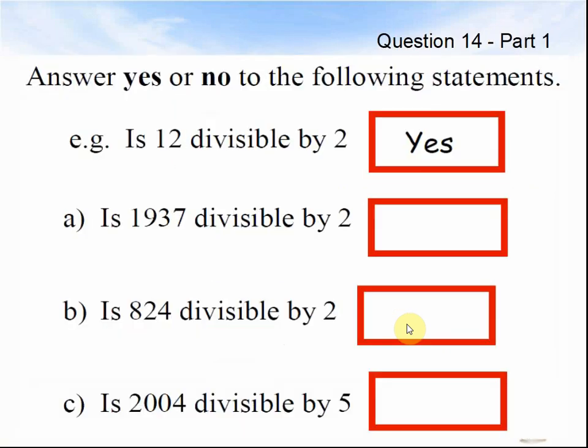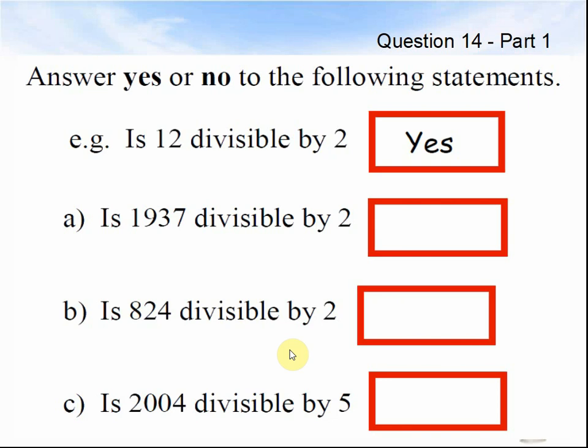Question 14, part 1. Answer yes or no to the following. Is 12 divisible by 2? Yes. Is 1,937 divisible by 2, or is there a remainder? Is 824 divisible by 2? Is 2004 divisible by 5? Pause the video until you are ready for the answer.